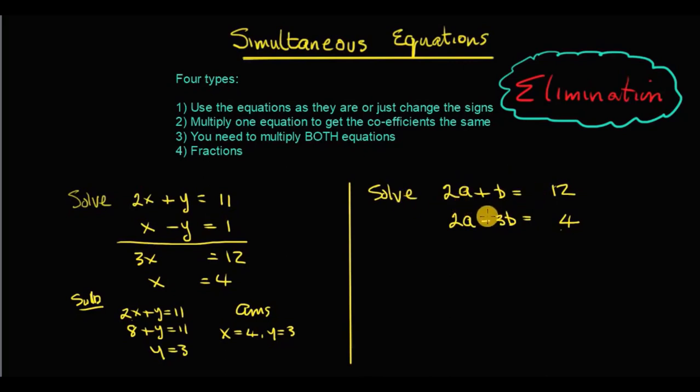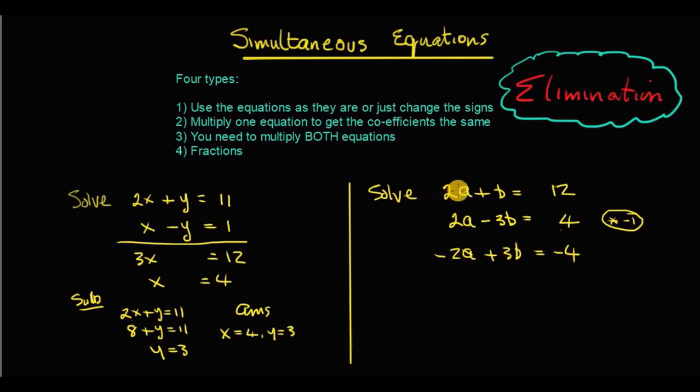Okay, let's have a look at another example of the first type. We have 2a plus b is equal to 12 and 2a minus 3b is equal to 4. The coefficients of the a's are the same, so I'm just going to change the signs of the 2a, the minus 3b and the 4. I'm going to rewrite it as minus 2a plus 3b is equal to minus 4. All I did was multiply this by negative 1.